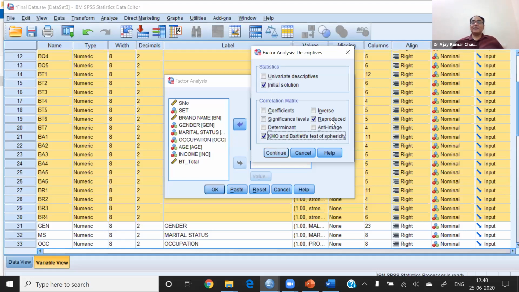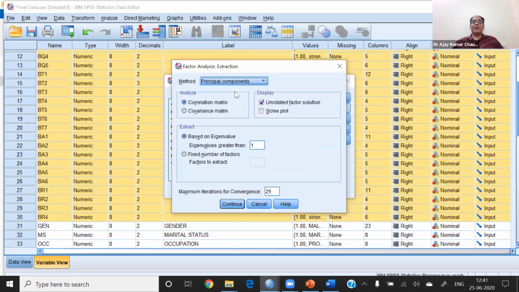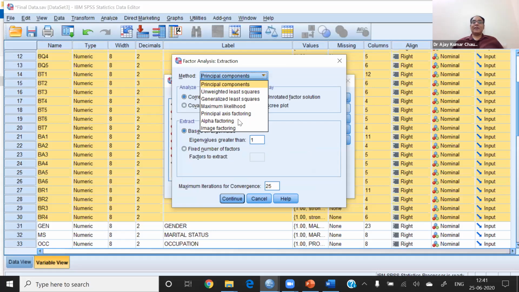As you can see, I selected reproduced, I selected KMO and Bartlett test, and continue, and we can go to the next part, extraction. Basically, this exploratory factor analysis has different methods. You can see the principal component method, unweighted least squares, GLS, maximum likelihood, principal axis factoring, alpha factoring, image factoring. Now I am telling you, 99% of research scholars use only the principal component method, and hardly 1% use the other cases.